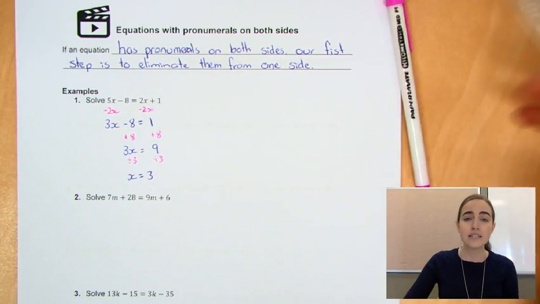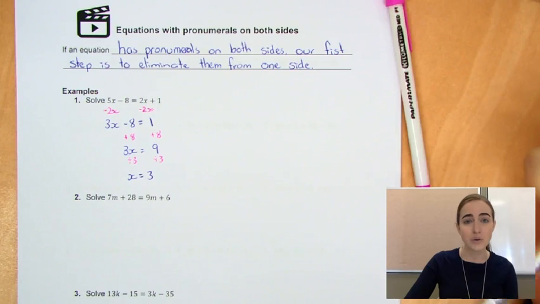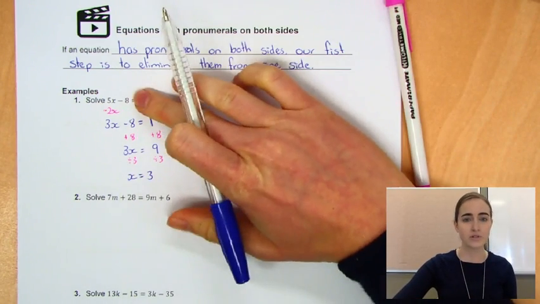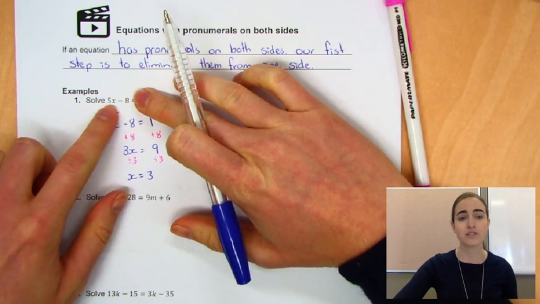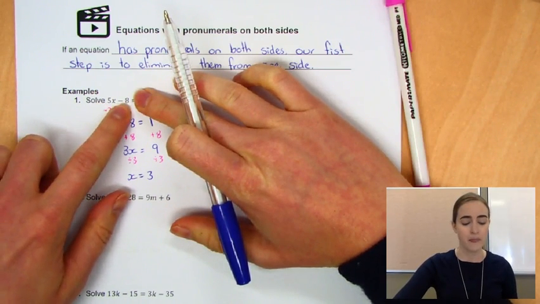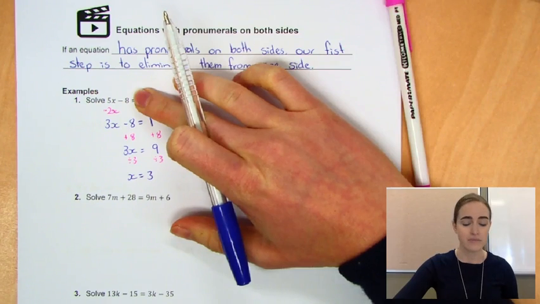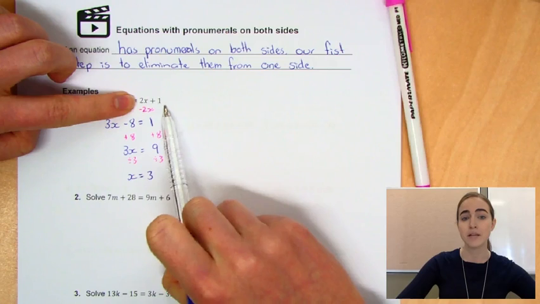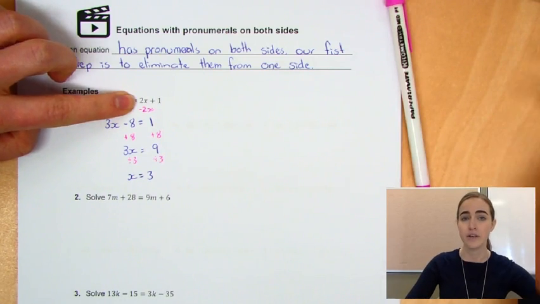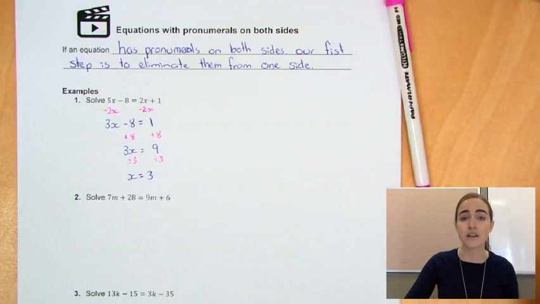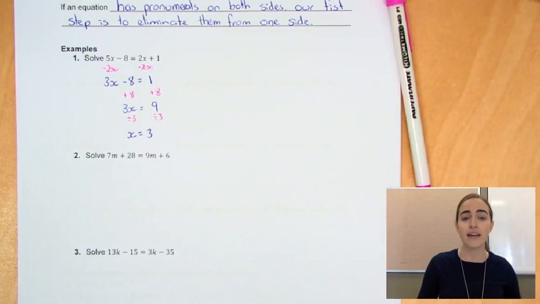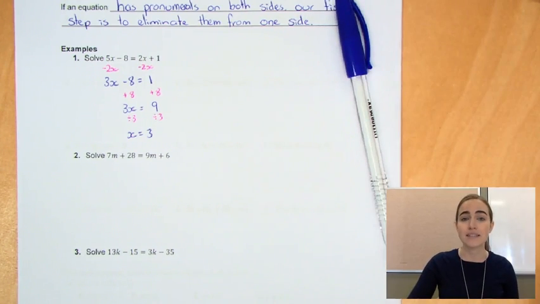Remember, it's always a good idea to substitute your answer back into your question to make sure it makes sense. So x equals 3. If we substituted that into that side, we'd have 5 times 3 is 15, minus 8 would be 7. And if we substitute it into this side here, 2 times 3 is 6, plus 1 gives us 7 as well. So because we end up with the same value on both sides, that means our answer is correct.